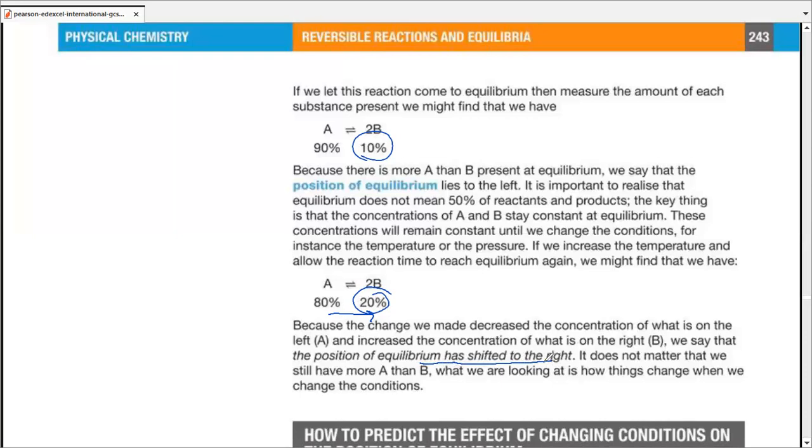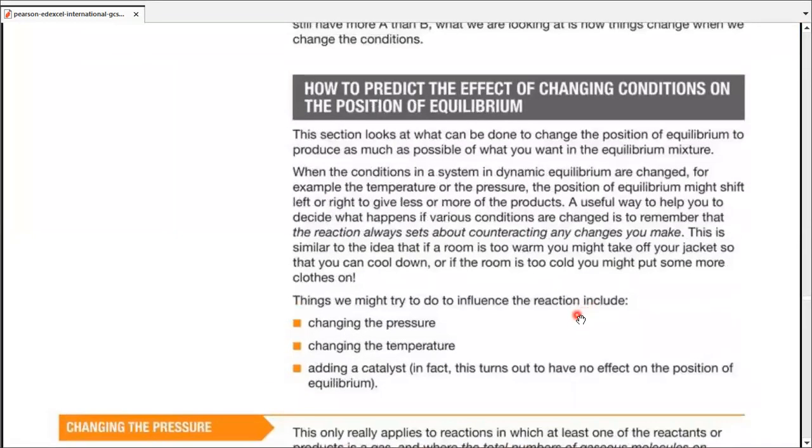Make sense? Yes. Great. If it does, then the rest of this chapter is pretty easy. Let's come to the fact that we can change the conditions and we can affect the position of equilibrium.